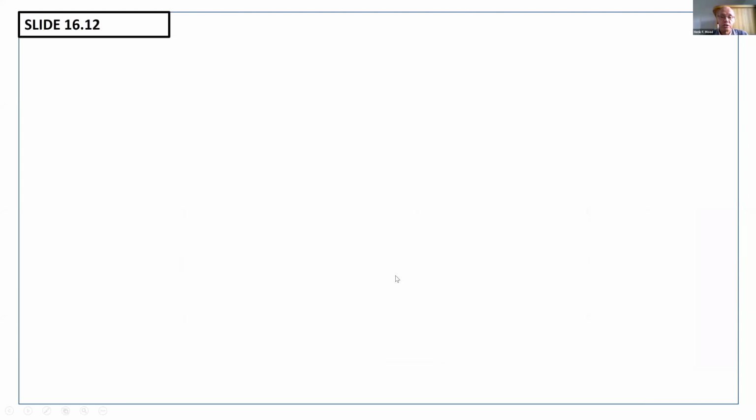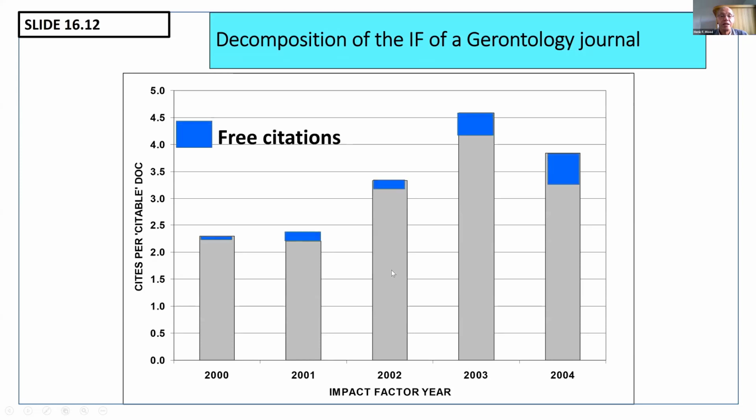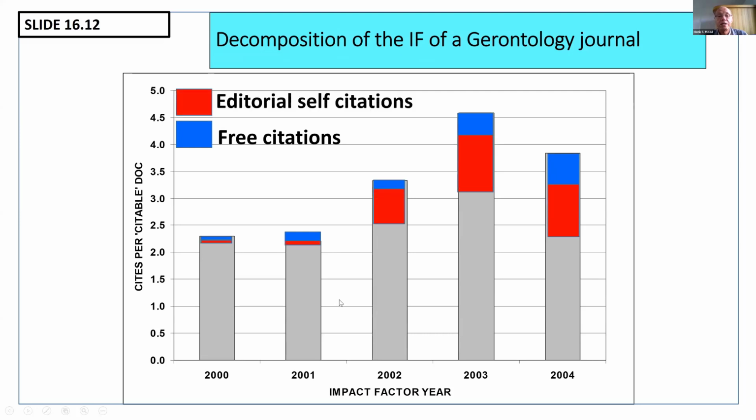But now then what? Analyzing it, it seems that there are quite a few free citations involved. That's indicated by the blue squares, as you can see. But that's not all. There are also so-called editorial self-citations. Because what did this editor do? He published editorials. They are non-citable itself. But in his editorials, he cited many of the papers in his own journal.